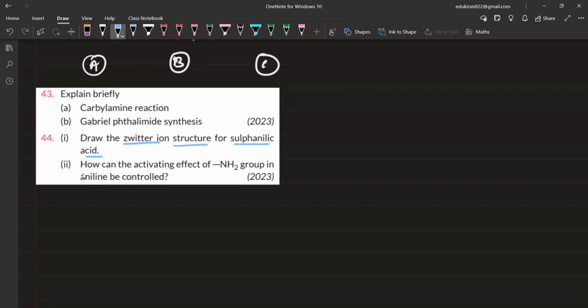This is a question that generally people don't expect, but this is an easy question. It is not a hard question. What you have to give for sulfanilic acid is the Zwitter ion structure. So what is sulfanilic acid? You have a benzene ring. You have NH2, and you have here SO3H.